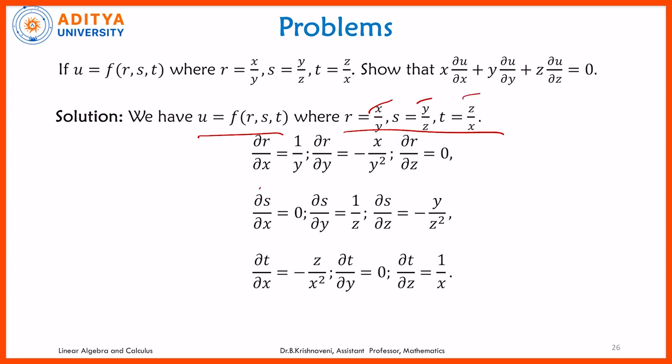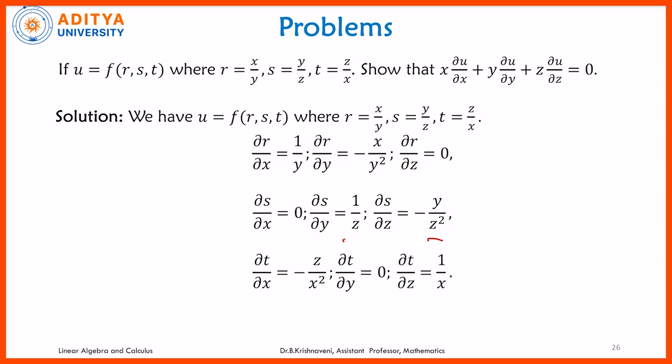Find dou r by dou x: with respect to x, 1 by y and x derivative 1. Dou r by dou y, x is constant, 1 by y derivative is minus 1 by y square. And dou r by dou z: there is no z term, x by y is constant, derivative is 0. Next, dou s by dou x, no x, constant, so derivative is 0. Next, dou s by dou y is 1 by z. Dou s by dou z, y into 1 by z derivative is minus y by z square.